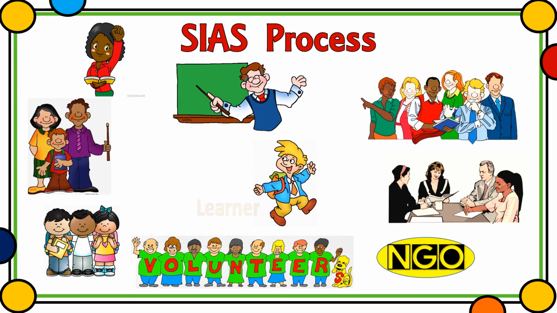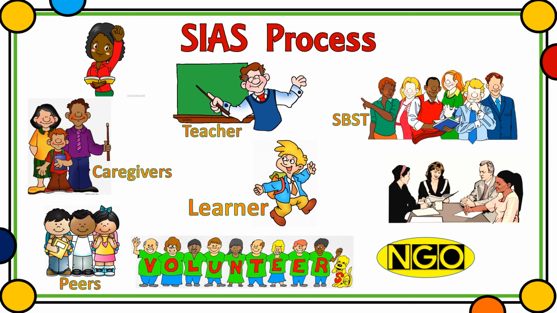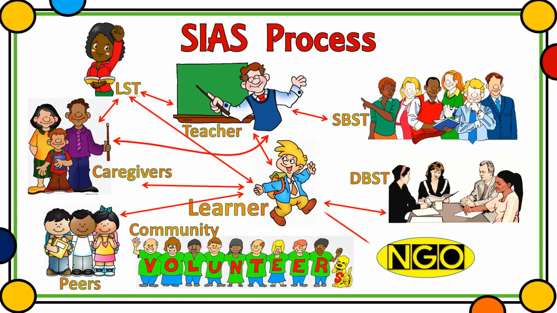As you can see, within the SIAS process, the learner, who is depicted by the picture in the center of the screen, is surrounded by those who are there to support the learner in order to achieve success within the learning process. We have a teacher, we have the caregivers, we have peers, as certain strategies that can be implemented to support the learner could be a buddy system. Then we have the SPST, the school-based support team, the LST, the learning support teacher, the DBST, the district-based support team, as well as community volunteers and NGOs. And if you look at this picture, all these role players form a net. And this net is there in order to prevent the learner from slipping through the gaps.